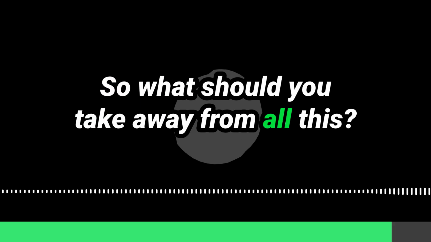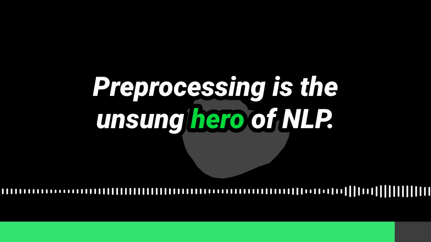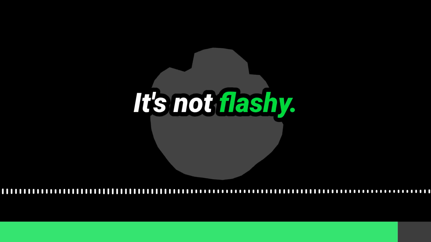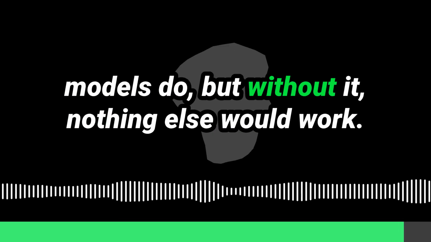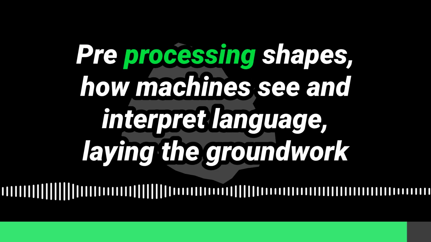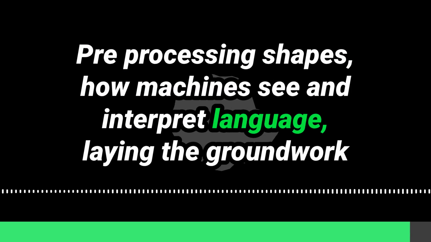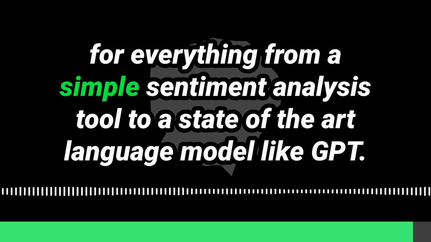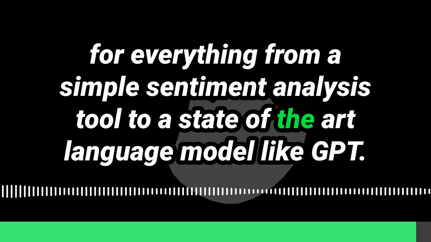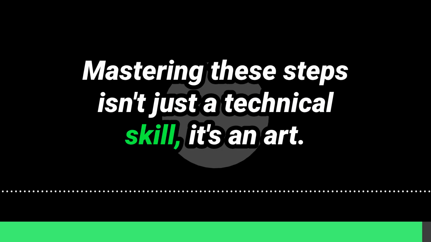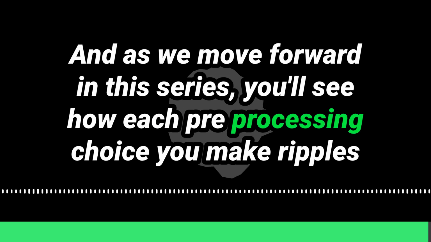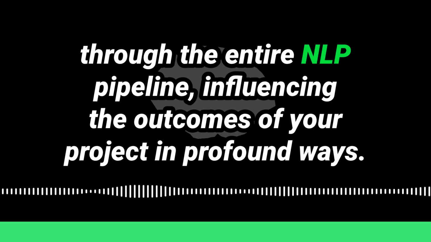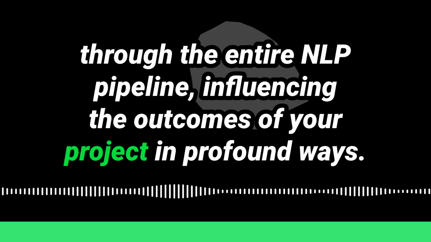So what should you take away from all this? Pre-processing is the unsung hero of NLP. It's not flashy, and it doesn't get the spotlight that advanced algorithms or deep learning models do. But without it, nothing else would work. Pre-processing shapes how machines see and interpret language, laying the groundwork for everything from a simple sentiment analysis tool to a state-of-the-art language model like GPT. Mastering these steps isn't just a technical skill, it's an art. And as we move forward in this series, you'll see how each pre-processing choice you make ripples through the entire NLP pipeline, influencing the outcomes of your project in profound ways.